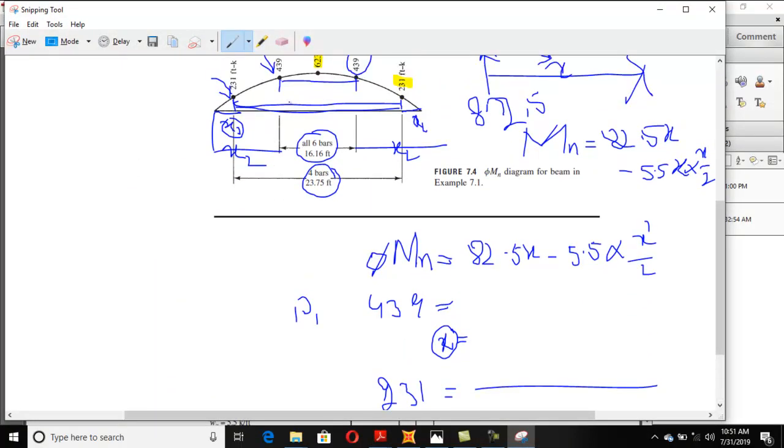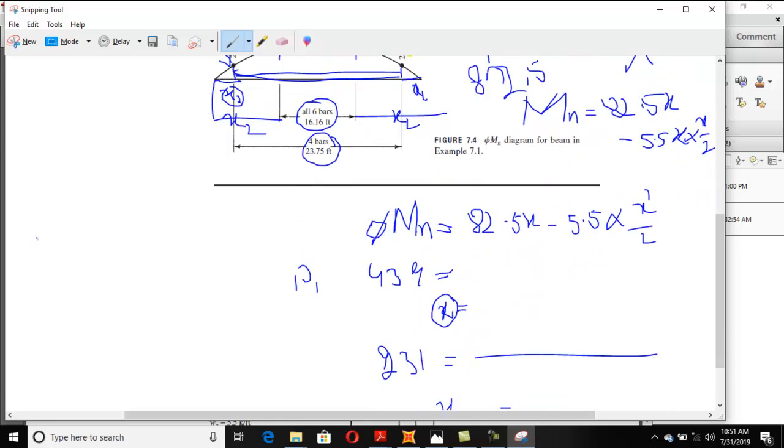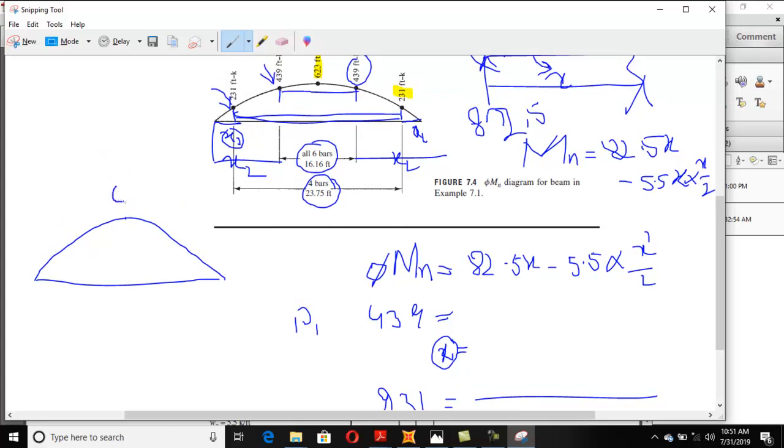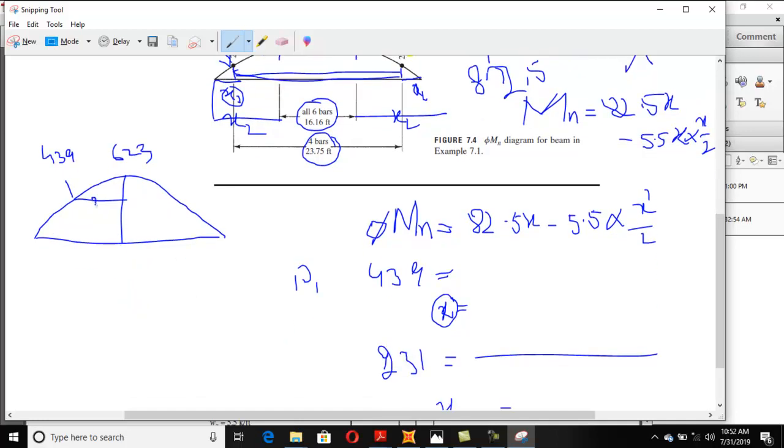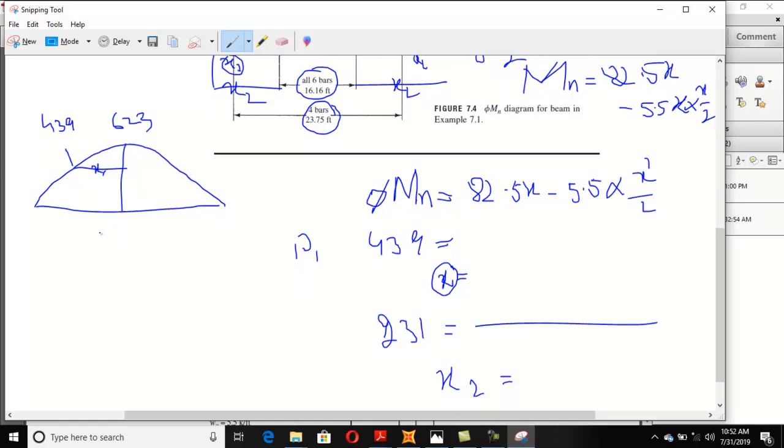You have your equation like this. For example, you are finding this value, how much is it? This is 623, and you are calculating, let's say, this value, that is 439. So you need to determine the difference between these two, and let's say this distance is x1. This distance is the half distance, that is 15 feet here.